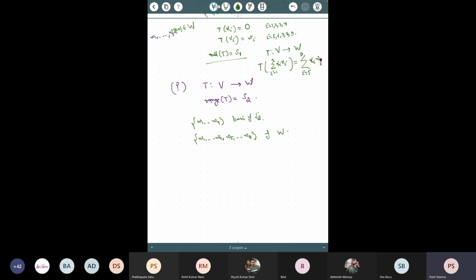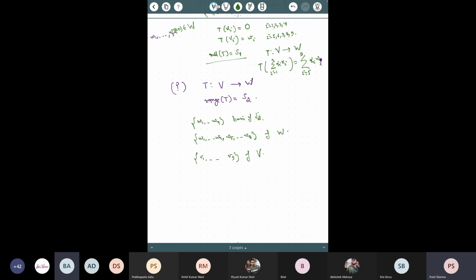So yeah, that's what you are trying to do here. You have these vectors W1 to W4, a basis for S2, and this is the basis of W. I'm writing whatever you are saying. Some of you said that you take a basis of S2, then extend this to a basis of W. That's fine. Now you're saying that you take V1 to V9, the basis of V. It's fine. Now, how would you assign these Vi to Wi such that the range of T is equal to S2?